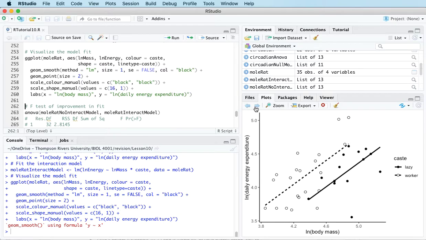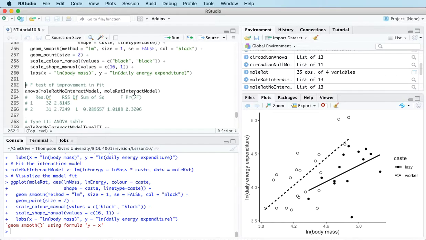But here the change is a lot more subtle. Here's the no interaction model, here's the interaction model. Not a whole lot of difference. So I don't think we're going to see as dramatic a result in this case as we did before. But let's see. Let's go through it.